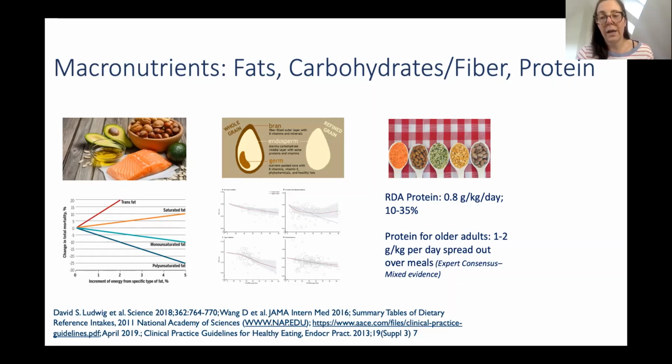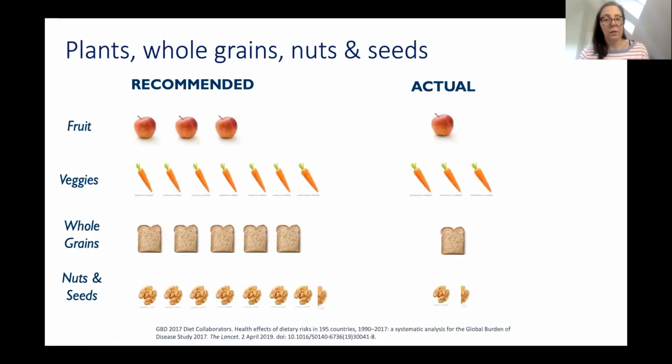In general, in the United States, we get enough protein in our diet per day. Older adults have a little bit more difficulty getting enough protein. And if they're critically ill or they have increased metabolic demands, we need to think about more protein. And getting a dietitian involved at that point is a good idea. Those are kind of the macronutrient recommendations.